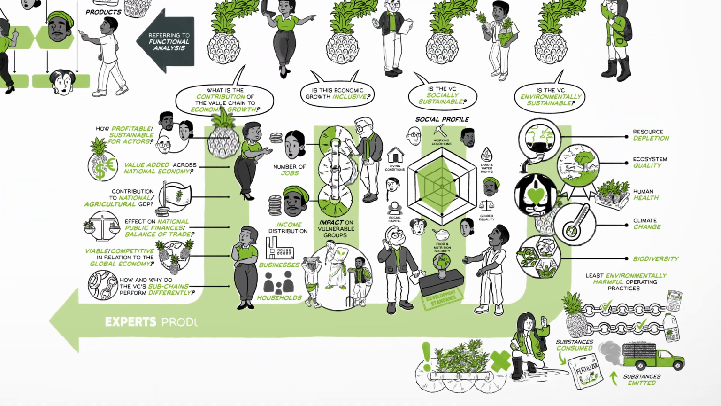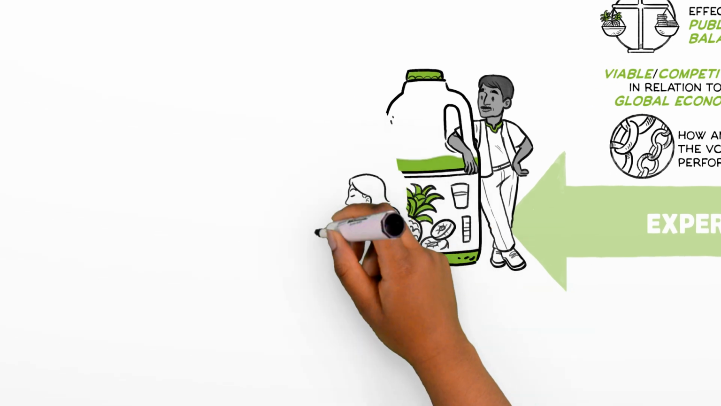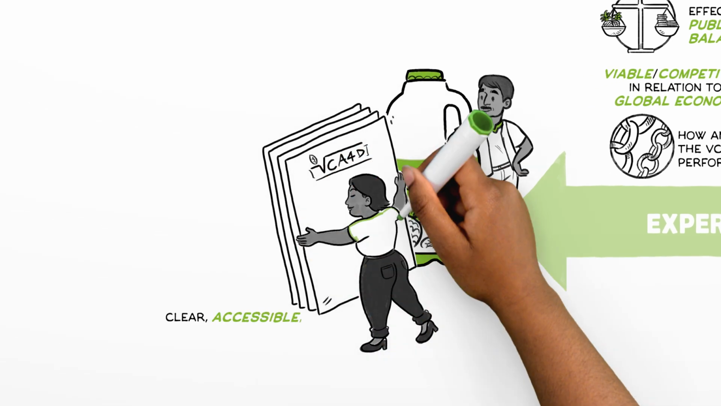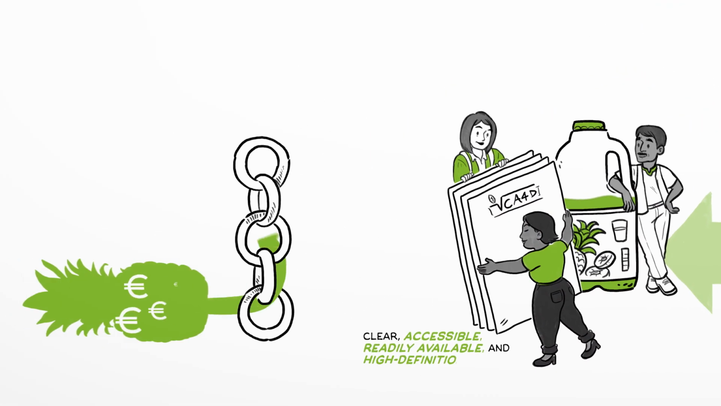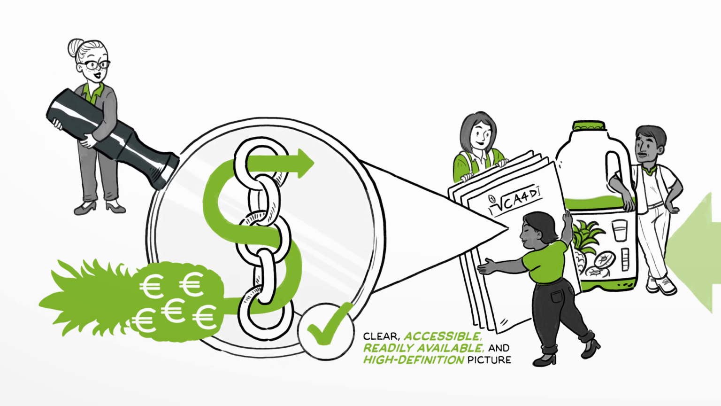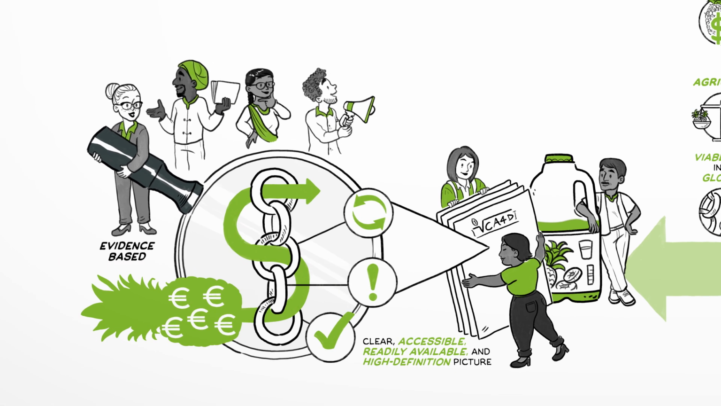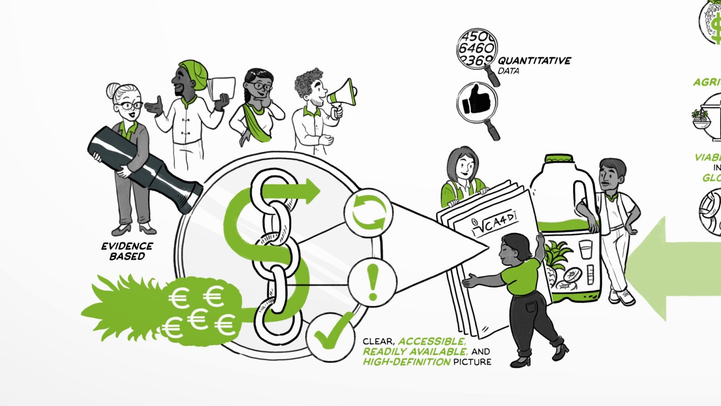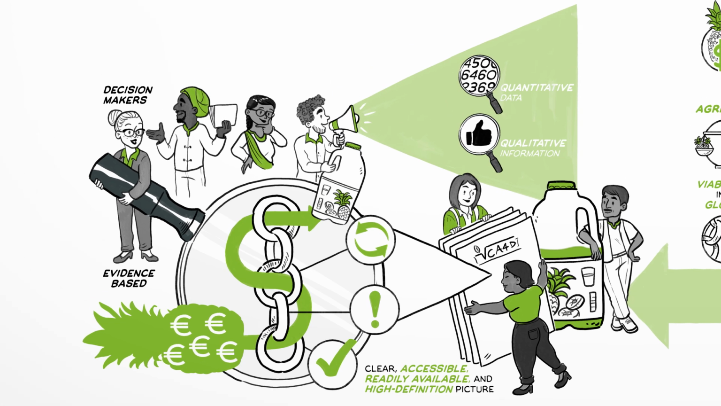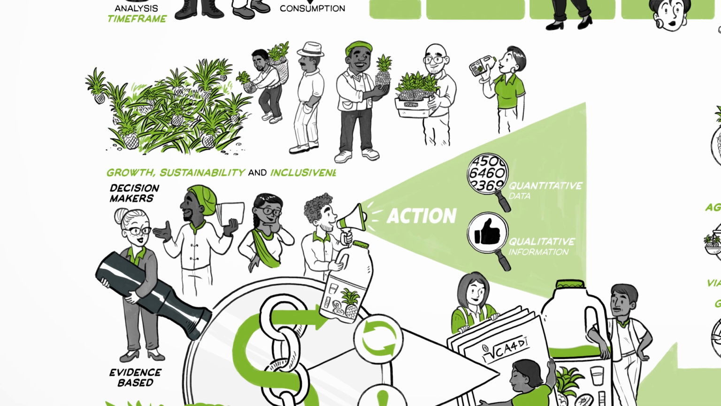Finally, the experts produce a synthesis of their analysis, summarizing the answers to the framing questions to deliver a clear, accessible, readily available, and high-definition picture of the value chain. They highlight the VC's benefits and strengths, but also the risks it poses and the leverage points where interventions will have maximum effect. VCA4D's evidence-based approach provides quantitative data, qualitative information, and diagnoses and recommendations that decision-makers can turn into action with a view to promoting sustainability and inclusiveness.